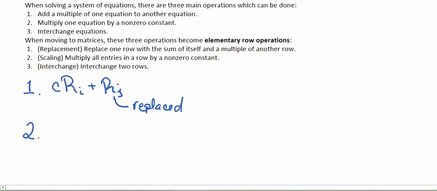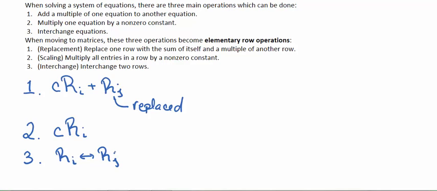The second thing you can do is multiply all entries of a row by a non-zero constant. That corresponds to multiplying an equation by a constant. And I'll represent this just by c r_i. The third thing is to interchange two rows. Like I said, the order the equations are written down doesn't matter. So if I wanted to switch the order, that would be equivalent to switching rows. And that's denoted with this double arrow. So these are just shorthands so that it'll be a little bit easier to distinguish.